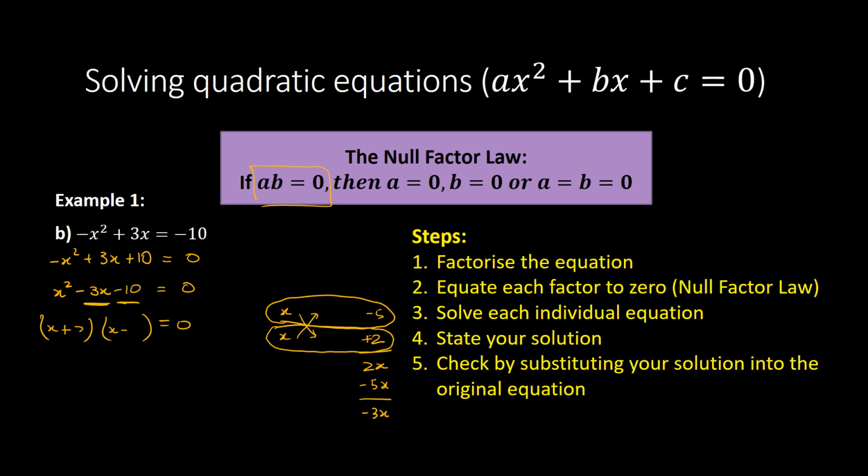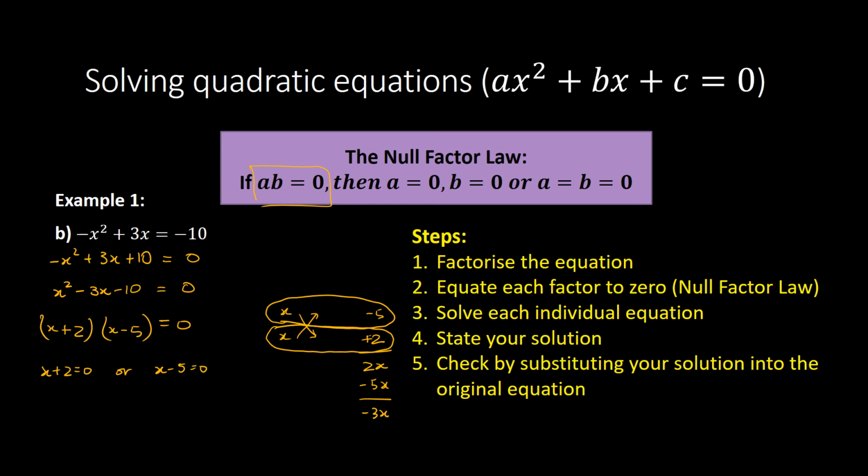What we want is x minus 5. The signs are really important here. And x plus 2. So x plus 2, x minus 5. Again, if you're not convinced, just go off to the side, expand it back out, and make sure you get what we started with. But our check will sort that out. Okay, so we've factorized the equation.